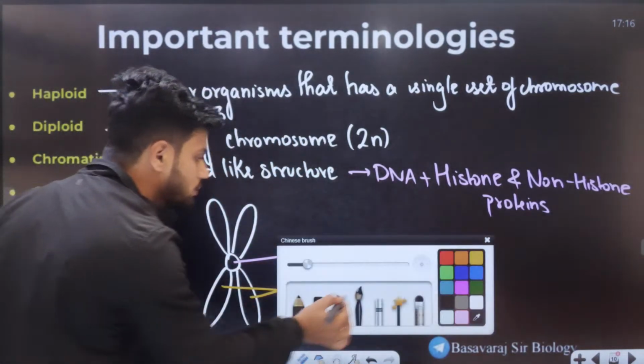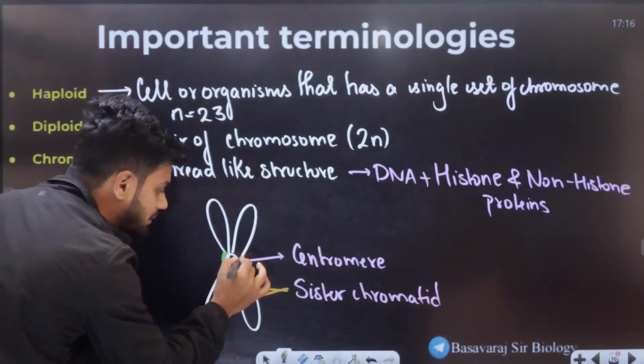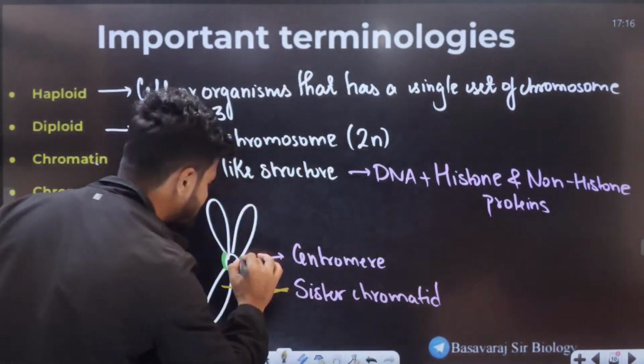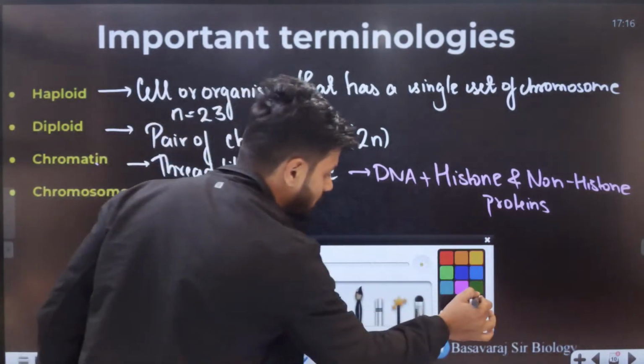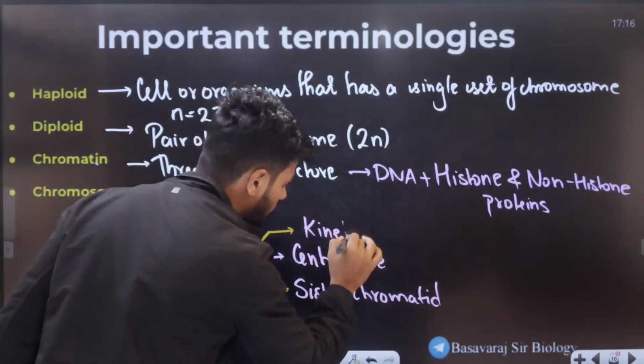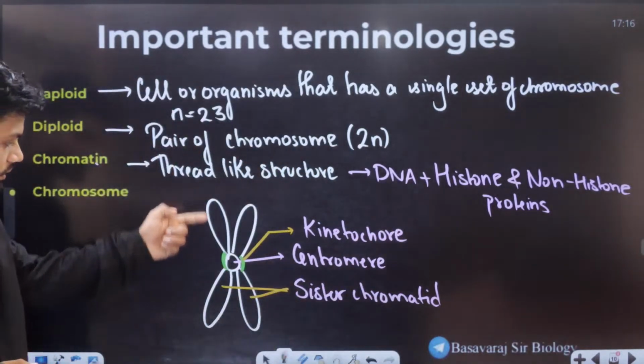Now, students, around the centromere, there is a cap-like structure. Can anyone tell me what is that? This cap-like structure right here is called the kinetochore. It is called what, students? Kinetochore. Kinetochore. Okay. So this is a chromosome.